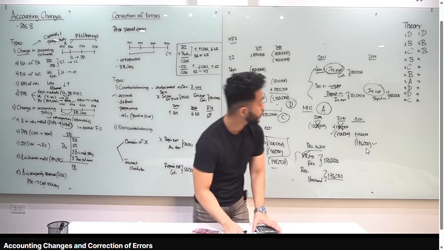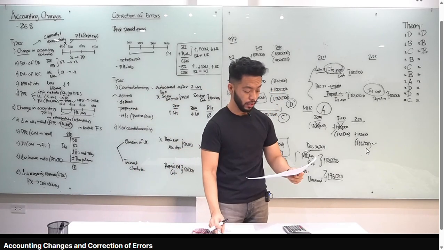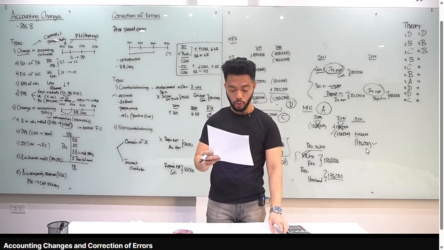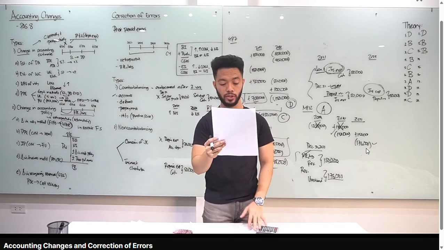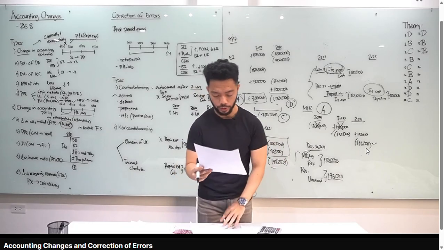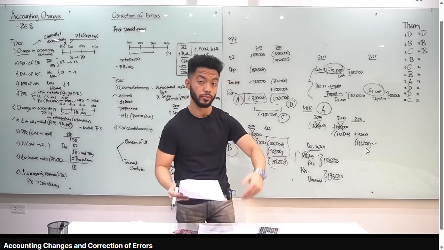Alright, so let's finish this by answering the remaining theory questions. Let's go to theory number 14. An example of correction of error in previously issued financial statements is a change. Letter A, service life of fixed assets. Pag service life, useful life, hindi, change in estimate yan.